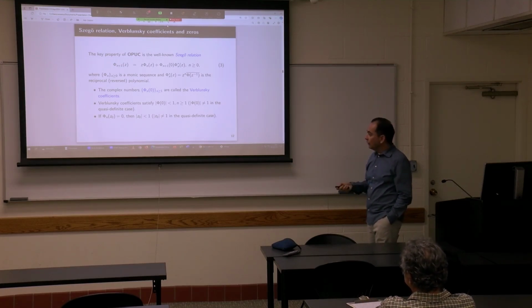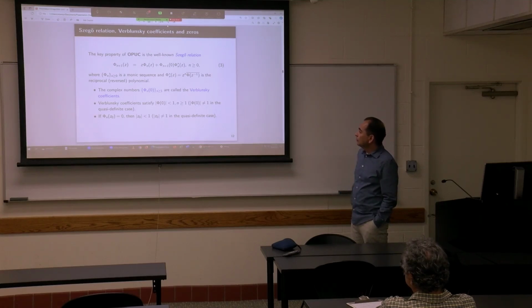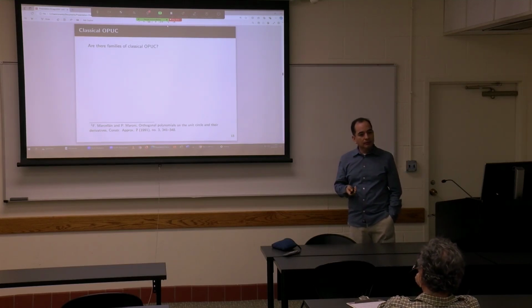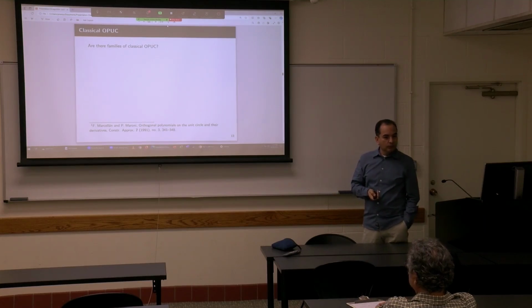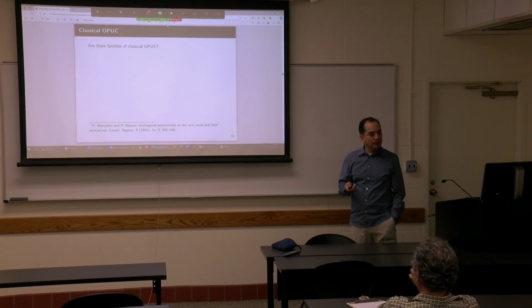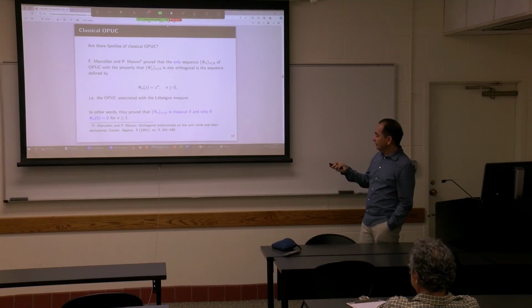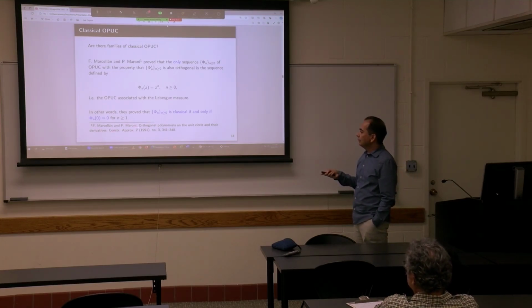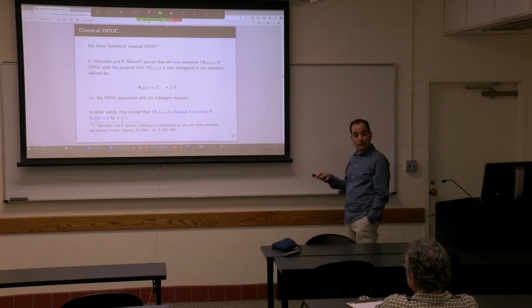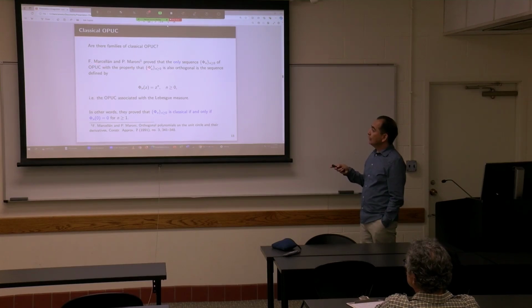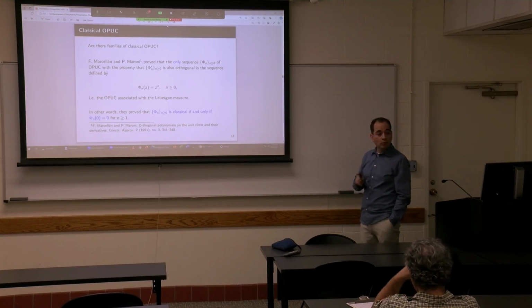Is that okay? Okay. So we have these properties, and now the question is: are there families of classical orthogonal polynomials on the unit circle? Because we know that in the real case there are 3 families. Now we ask the same question here, and this was developed by Paco Marcellan and Pascal Maroni more than 30 years ago. They proved that the only sequence of polynomials orthogonal on the unit circle, such that the derivatives are also orthogonal, is the polynomials associated with the Lebesgue measure. This is the only one.